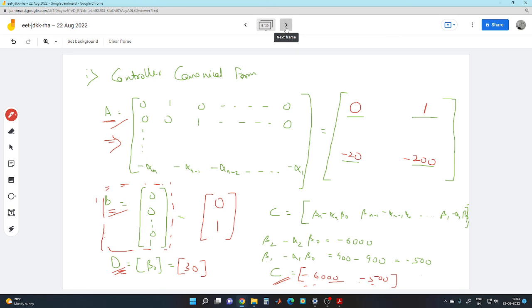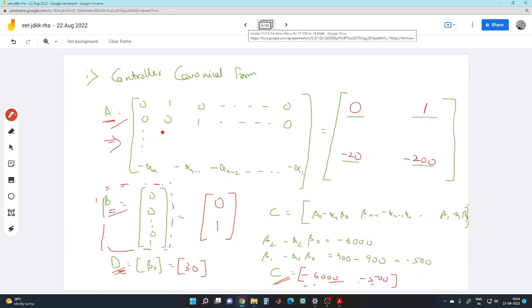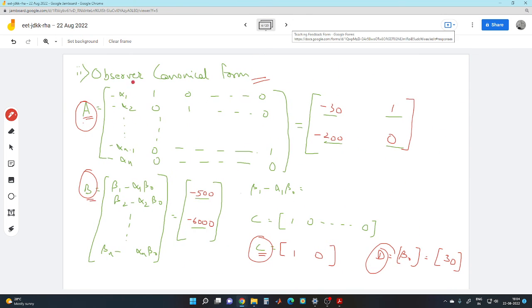And then we have this observer canonical form. This is also discussed in class. So the direct formula is given. In this case, the alpha I values are along the first column rather than the last row, which was in the controller canonical form. So they are in the first column, placed like minus 30 and minus 200. And the rest, because it is a 2 by 2 matrix, this is the final form obtained.